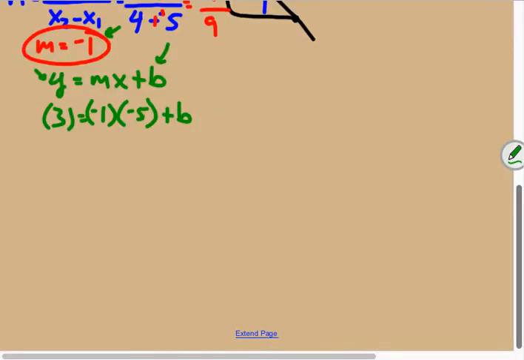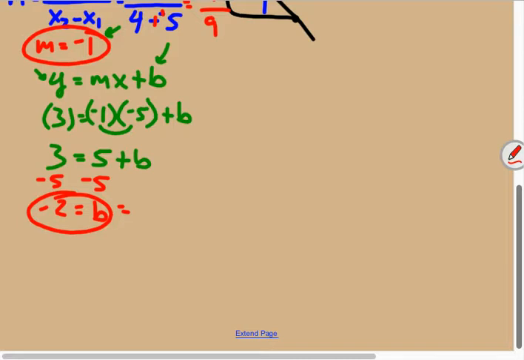So when we do this, I got 3 equals negative 1 times negative 5 is positive 5 plus b. Okay, solve for b. Subtracting 5 from both sides, I get b is equal to negative 2.